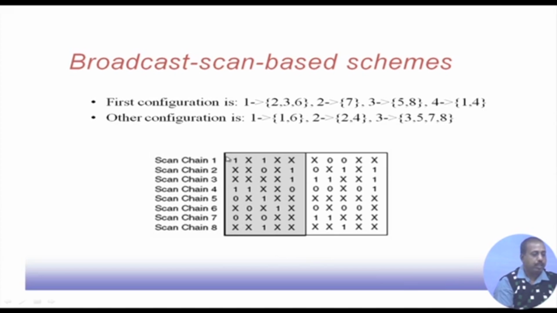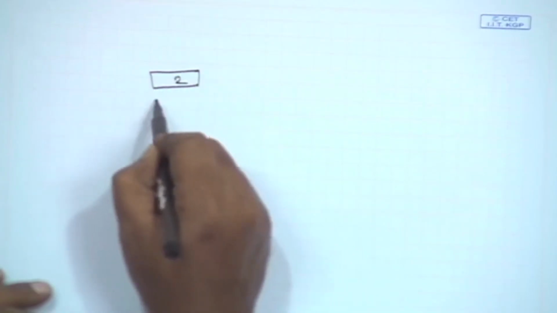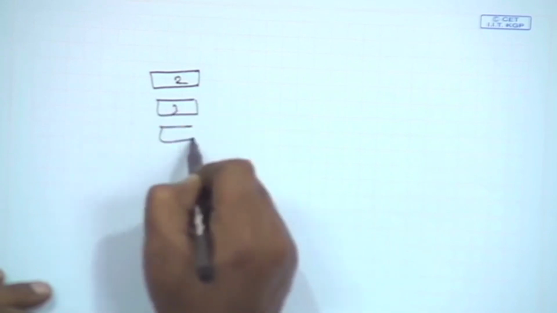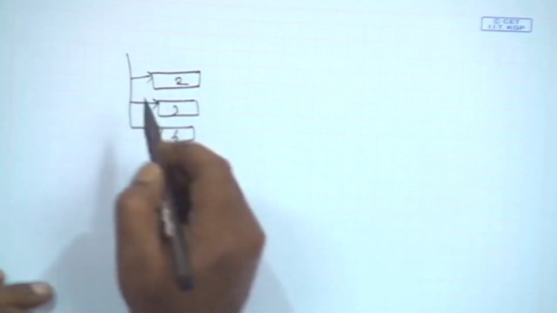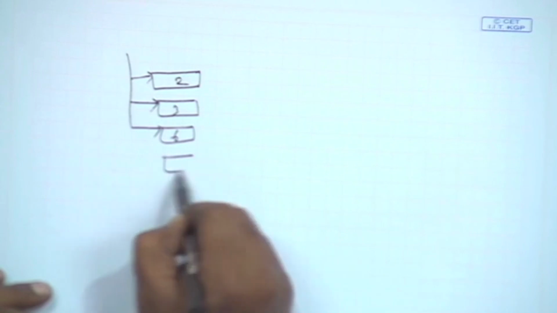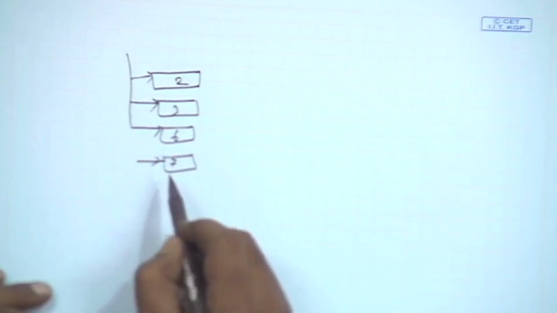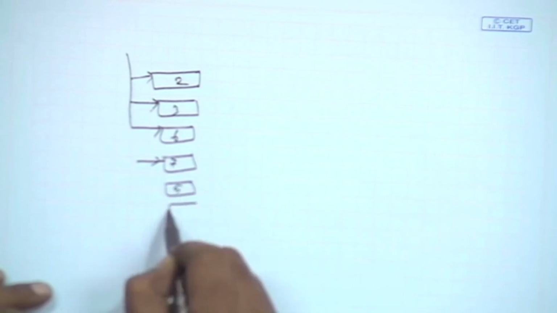So, whenever I am broadcasting a pattern, I can broadcast the same pattern to scan chains 2, 3 and 6, the same pattern to scan chains 5 and 8, and again to scan chains 1 and 4. So, I can have this type of configuration where scan chains 2, 3, 6 are getting the same pattern, the same scan input will be coming there. Then scan chain 7 is having one scan input, then 5 and 8 are having another scan input.